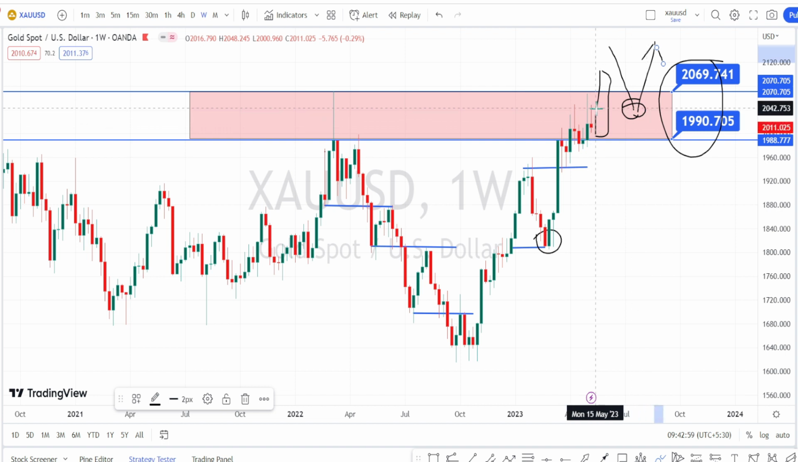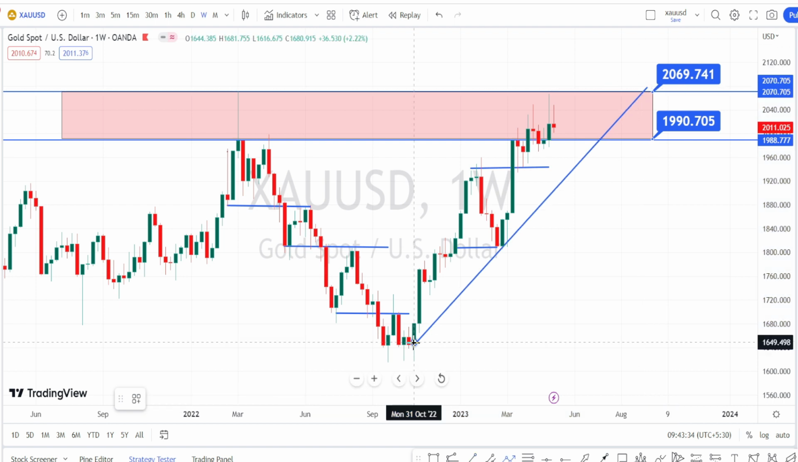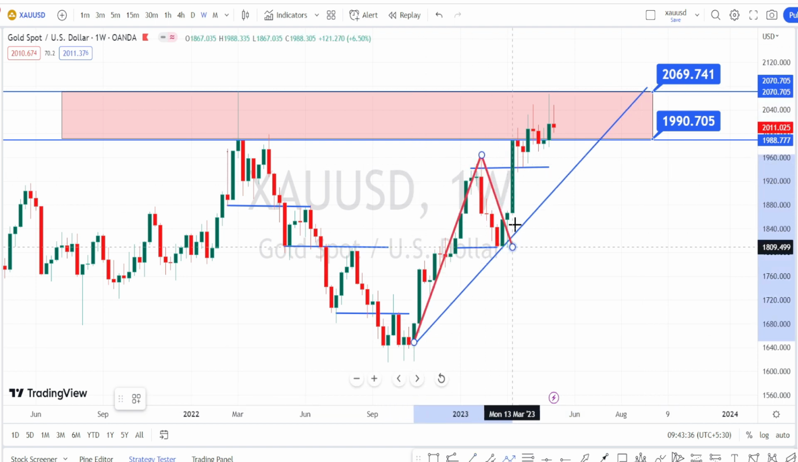For now there is no confirmation on the continuation of the bullish trend in the weekly time frame. But overall when we look at the current trend of the price action, it is still in a bullish trend for now.